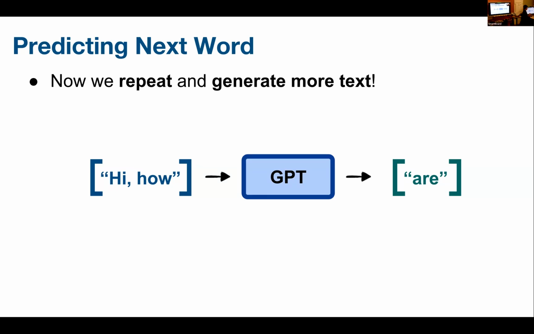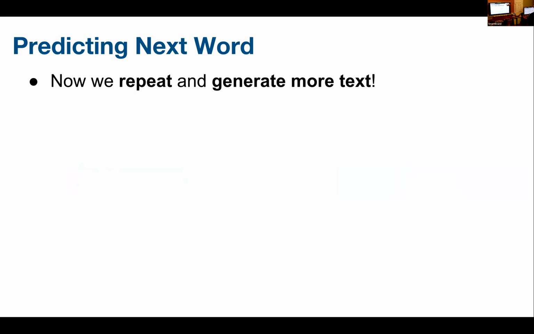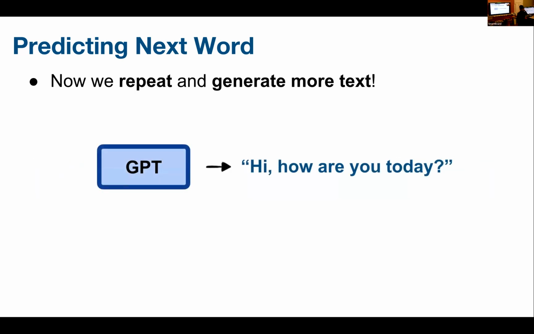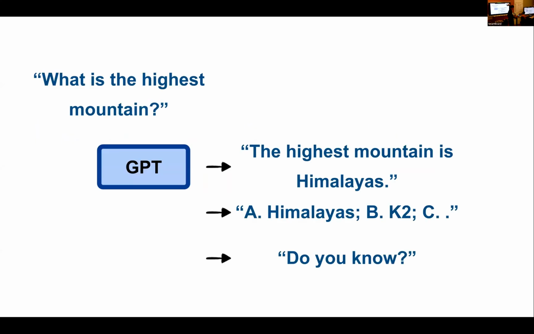Okay, so here we have an example. So we start with hi, how. We give it hi, how. That's the first two words. And then GPT might say are. And then it takes hi, how are you? Hi, how are you today? Okay, and that's a sentence. GPT has generated, hi, how are you today? How is everyone today? Pretty good. Good, great to hear. If you're below average, we have cookies, don't worry. Okay, so as you can see, it's already a powerful tool, right?